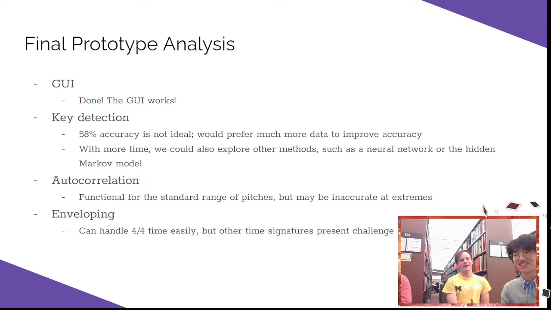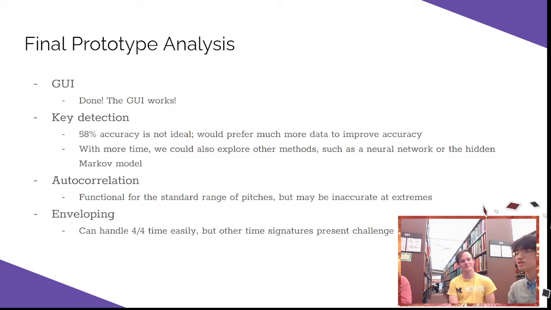Yeah, the autocorrelation is pretty good for middle of the range pitches, like maybe from the second octave to the sixth octave of the piano, but the extreme lows and highs, not the best. And then with enveloping, it's very good with 4/4 time, but with other time signatures, it's sort of difficult because the math is obviously a little bit different for triplets and 6/8, for example.